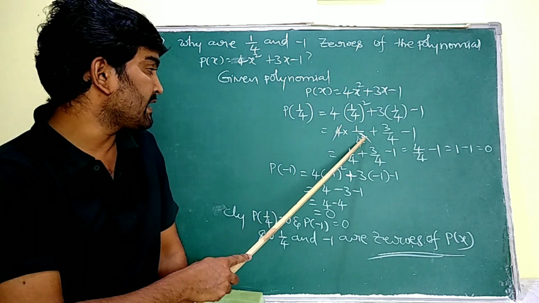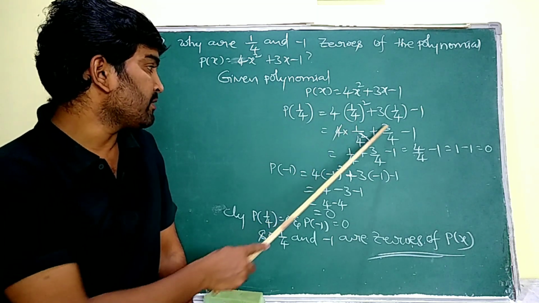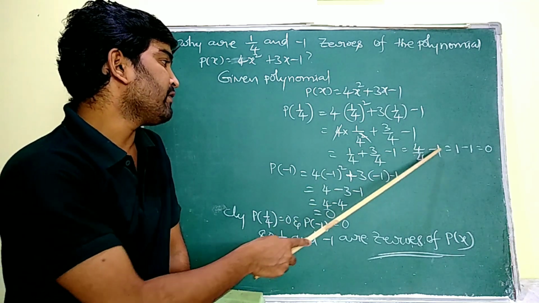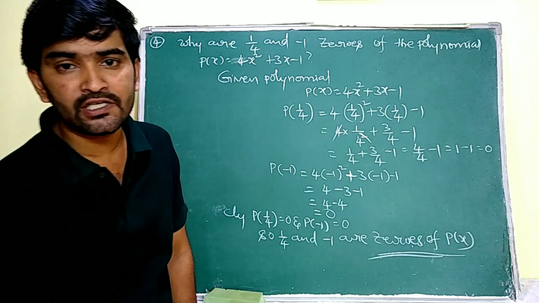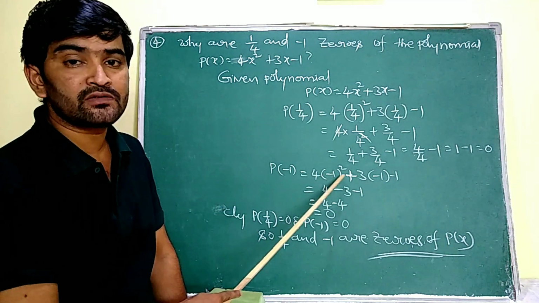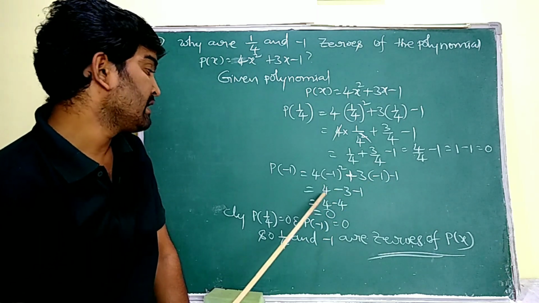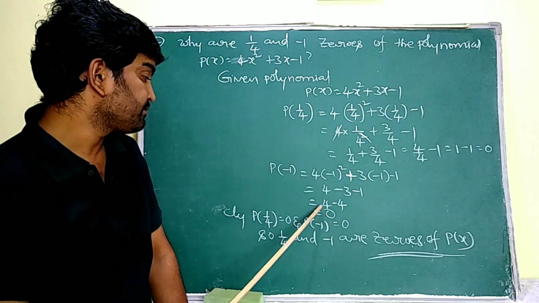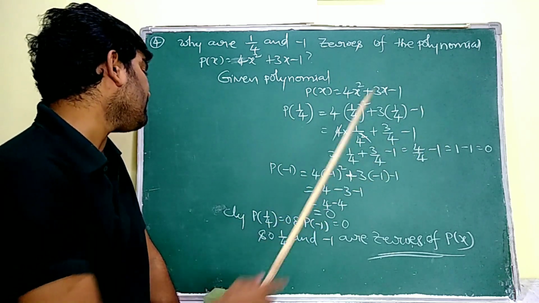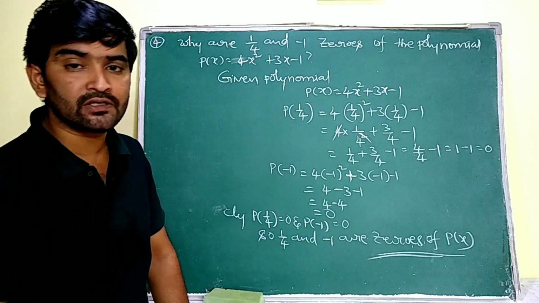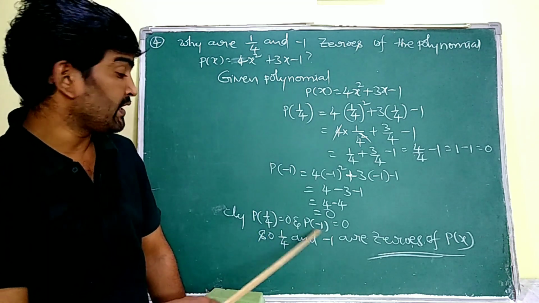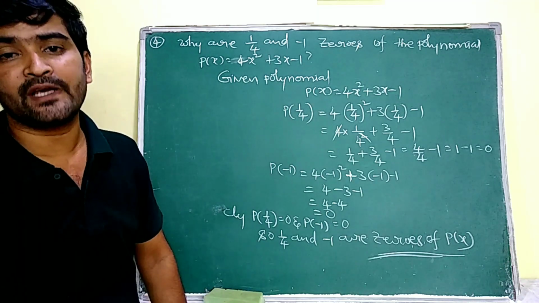So here 4 and the square are going to be cancelled. This 1 by 4 plus 3 by 4 means we know that 4 by 4, like fractions these two are. 4 by 4 minus 1, that is 1 minus 1 is equal to 0. Again find p of minus 1. So 4 into minus 1 whole square plus 3 into minus 1 minus 1. So 4 minus 3 minus 1. 4 minus 4, 0. So here we obtain p of 1 by 4 as 0 and p of minus 1 also 0. So this 1 by 4 and minus 1 are zeros of this polynomial p of x.